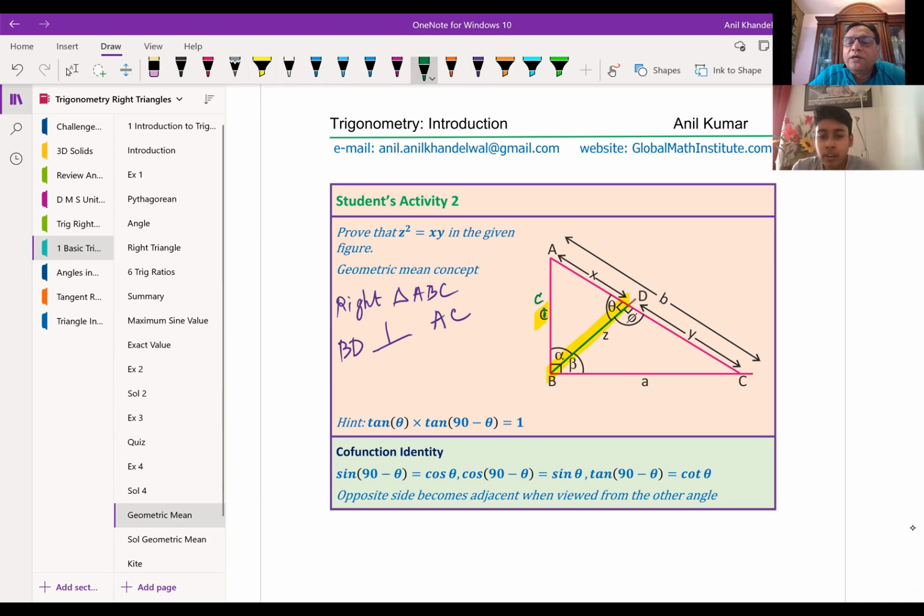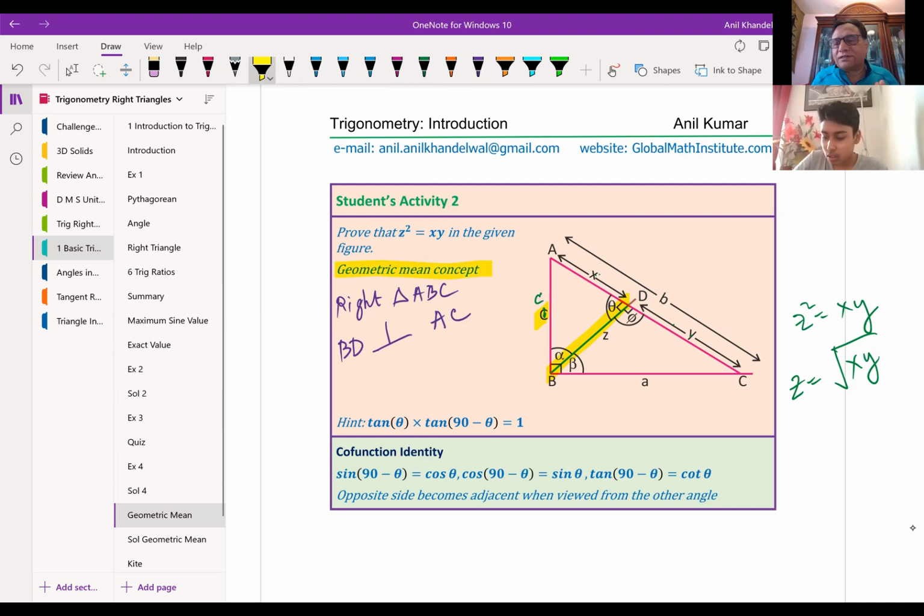And what we need to show here is that this altitude is equal to the product of these two sides. You get the idea? Wait, sir, I'm lost. You have to prove that the square of this length is the product of x and y. So basically z square equals xy, or we could say z equals the square root of xy. And this is called geometric mean.